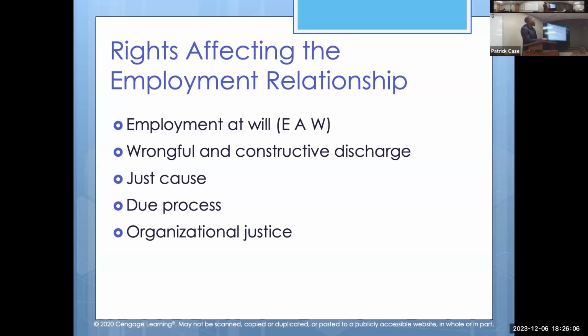All right, so employment at will. Anybody familiar with that concept? What is employment at will? You get fired for no reason. You get fired for no reason, okay? Yeah, all right. Anybody else got anything to add to it? No? What about from the employee standpoint? You can also quit. Quit, right?